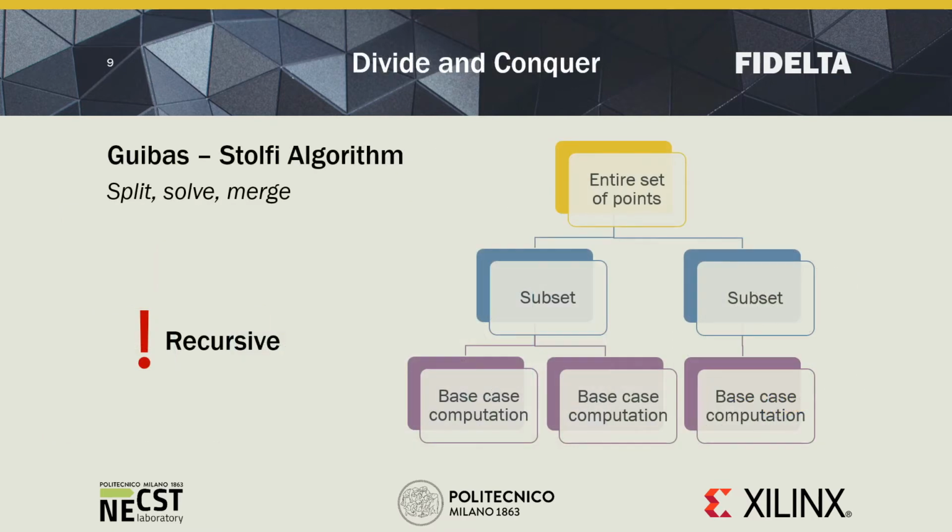Introduced by Guibas and Stolfi, the divide and conquer algorithm is pretty straightforward. We split recursively the map in 2 regions, build the sub-solutions, and then merge them together.